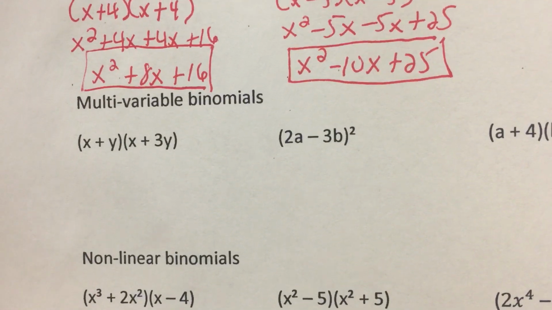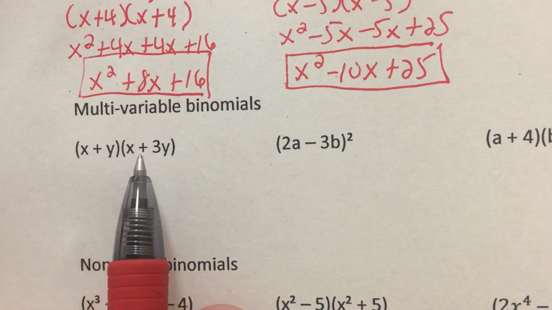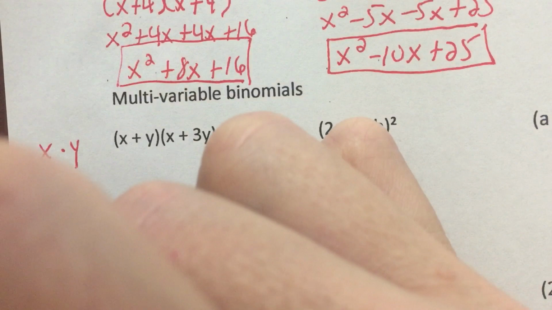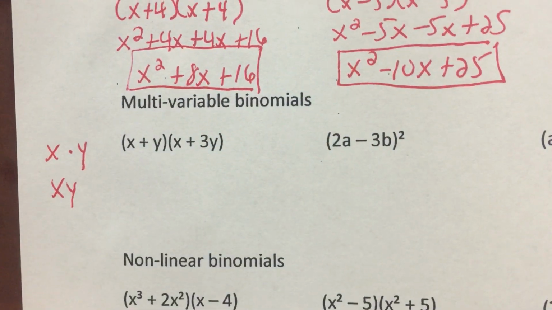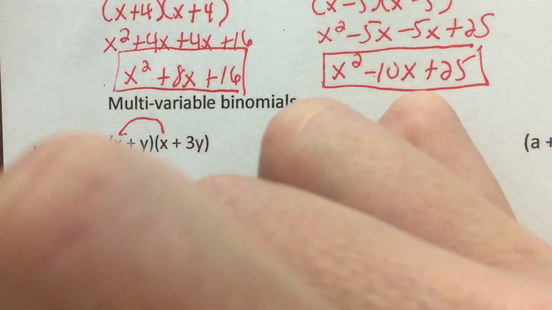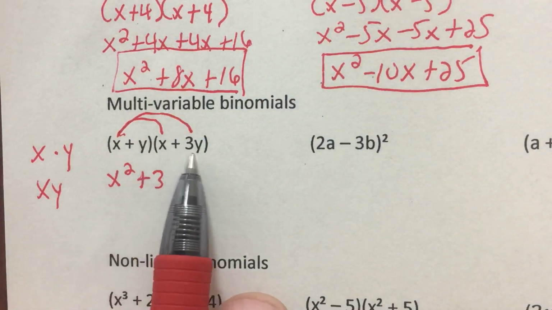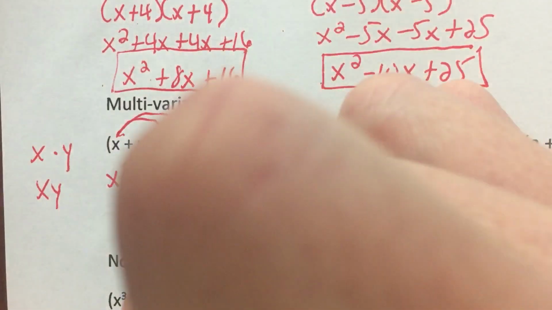Multivariable binomials also confuse students. Whenever you have to multiply 2 different letters, remember that if you were to ever ask to multiply x times y, for example, well, that just makes xy. So keep that in mind as we go through this. X times x is x squared. X times 3y would give you a positive 3xy, and because these are 2 different letters, x and y, we just write them side by side.